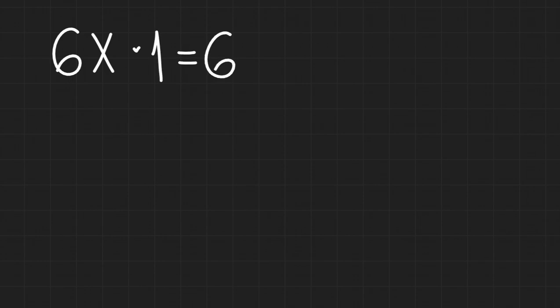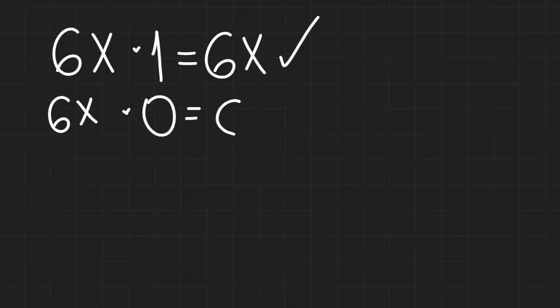If we say, for example, 6x and then we multiply that by 1, then we all know that the answer will be 6x, right? But if we multiply 6x by 0, then we know that anything multiplied by 0 will give us 0.